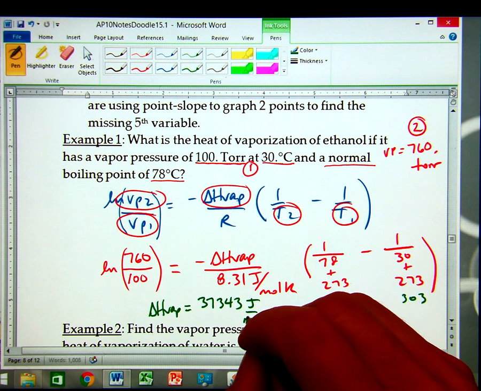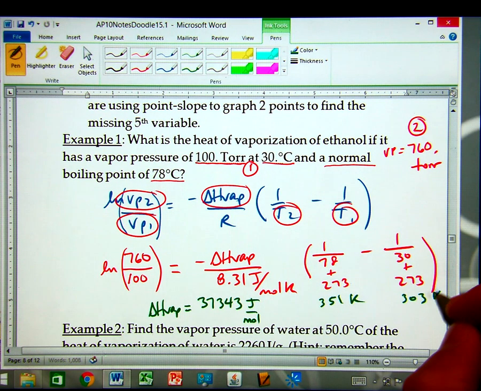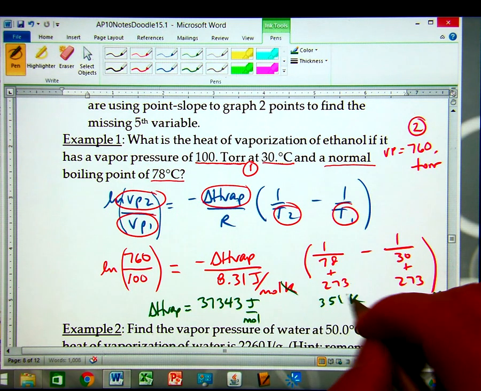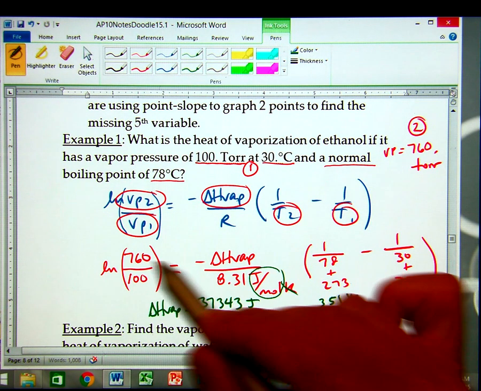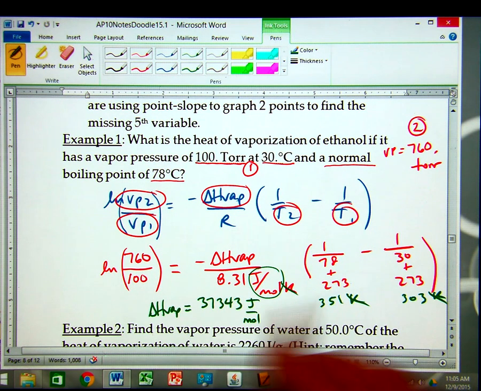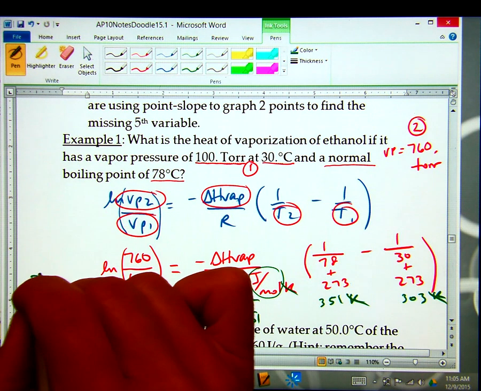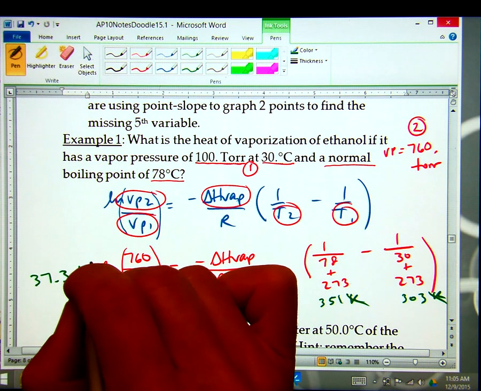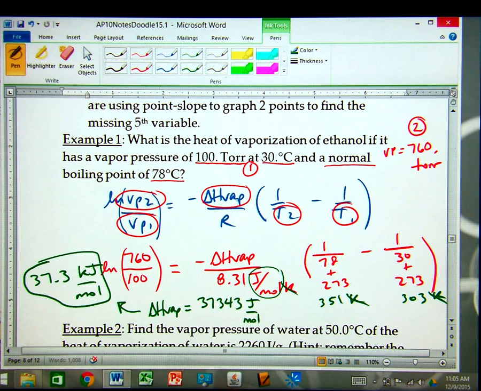joules per mole. There's no Kelvin there because these Kelvins right here are going to cancel out this Kelvin. So you're just going to have joules per mole as your answer. And there's no unit here because they divide out. So there's your answer. If you want to change it to kilojoules, what you could do is write 37.3 kilojoules per mole. So there's your answer to the first part. That is the heat of vaporization of ethanol.